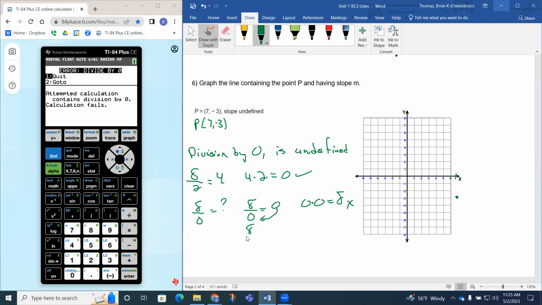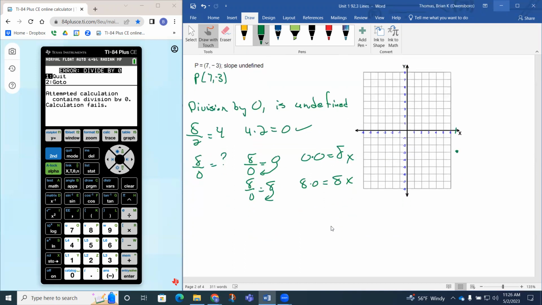Some people say, well, the answer's got to be 8. Well, 8 divided by 0, if you say it equals 8, then what has to hold true is 8 times 0 has to equal 8. Well, that's not true either. So again, what is 8 divided by 0? Well, it's whatever you can multiply 0 by to get 8. Remember the multiplication property of 0. If you multiply anything by 0, it can never equal 8 because it's always going to equal 0. So this is never going to be true.